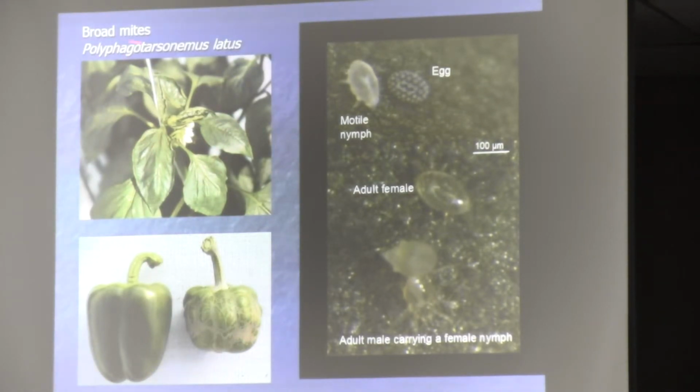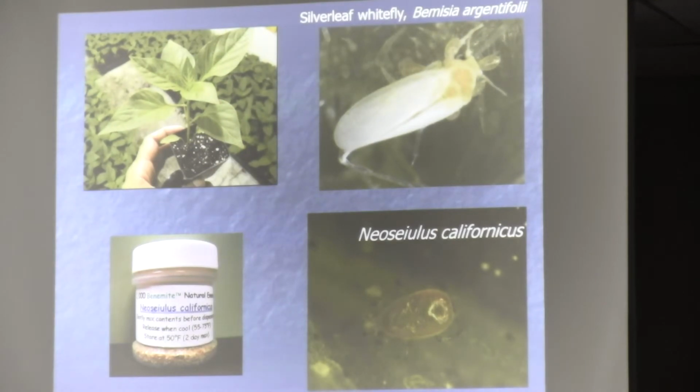Broad mite is another type of mite which likes to feed on peppers. It likes to be at the very top of the plant usually, but it will also feed on the fruit itself. So this is a nice marketable bell pepper fruit, and this is one that's been damaged from feeding by a broad mite. Broad mites are very, very small. So you've got a mobile nymph, you've got an adult female here, and you have an adult male carrying a female nymph. They're even difficult to see with a hand lens. So there are some options for biological control for these types of mites and other mites.